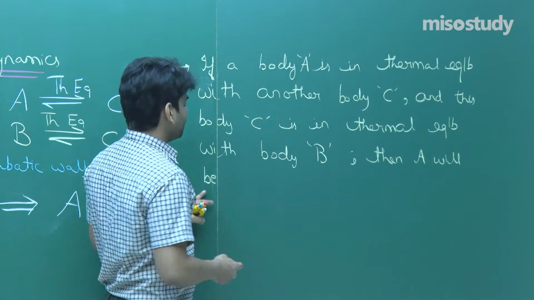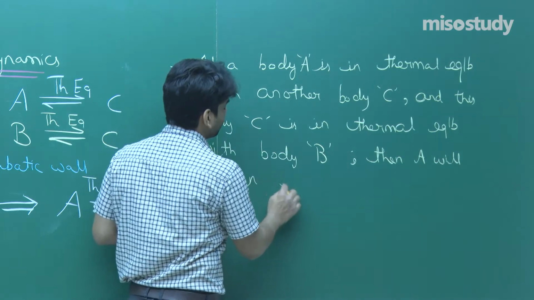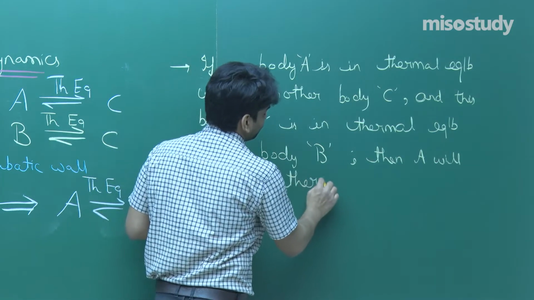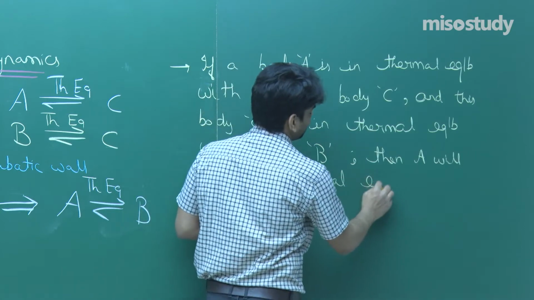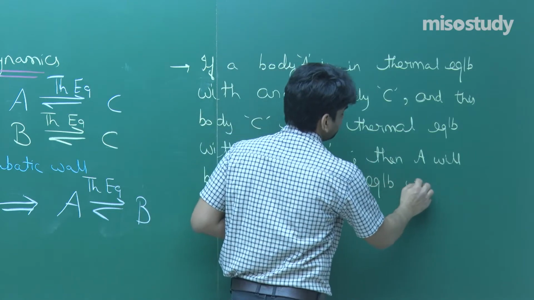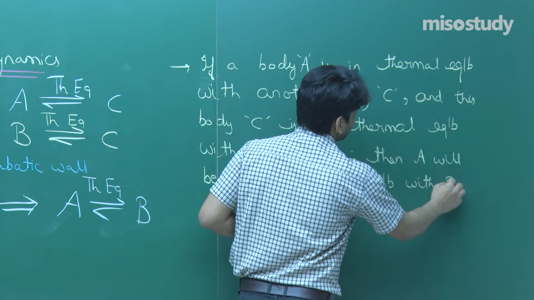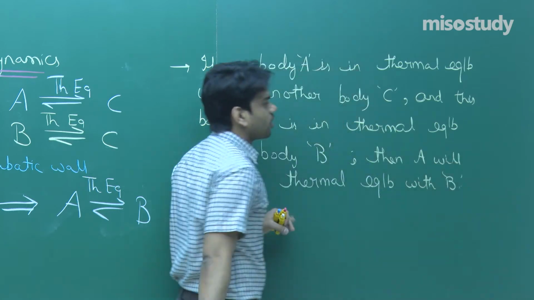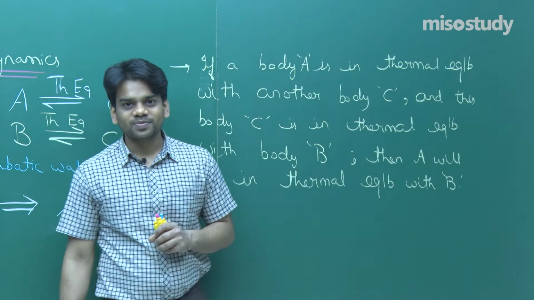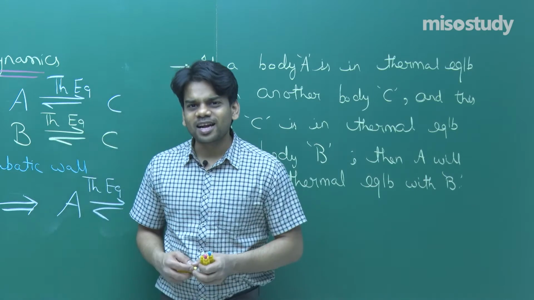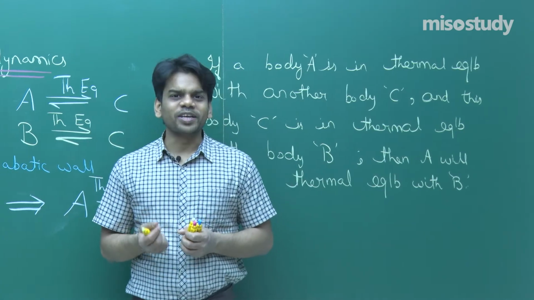Then A will be in thermal equilibrium with B. Hope that it's simple and easy for us to understand this part. Zeroth law, not too tough to understand, a very basic law of nature.